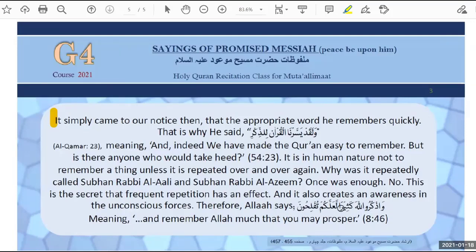Jazakallah. Just one thing here. This is how you would say this word: kathiran la'allakum. There is not going to be any sound of noon. Yes. Jazakallah.